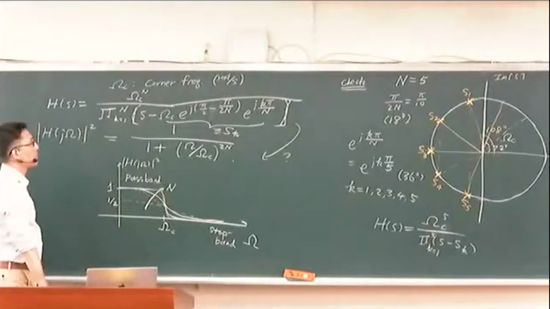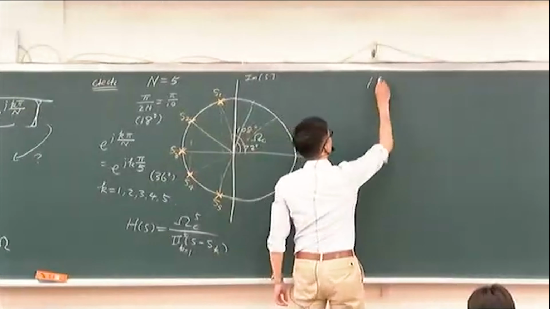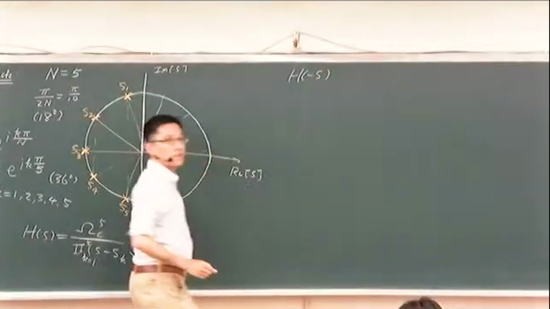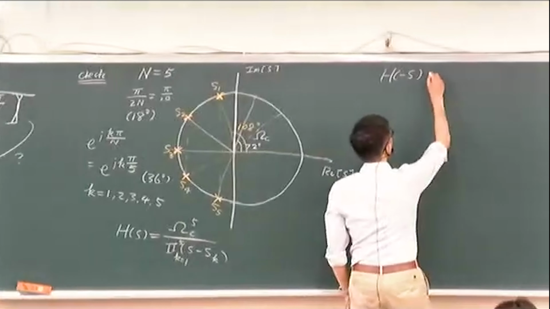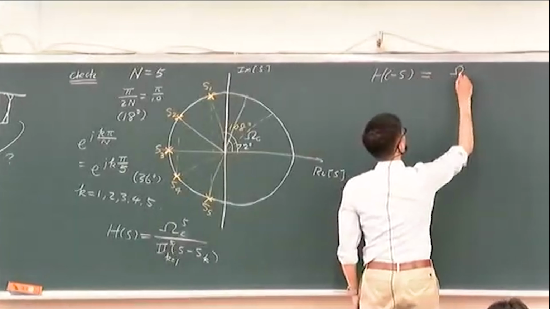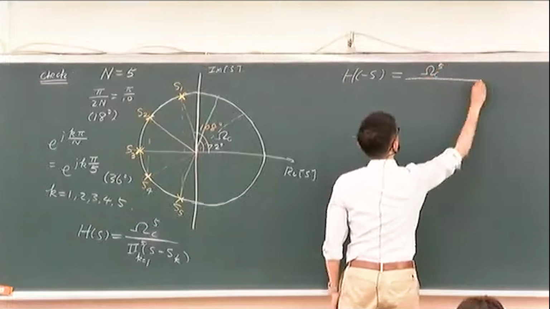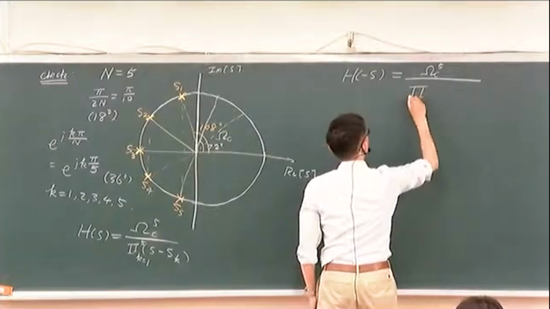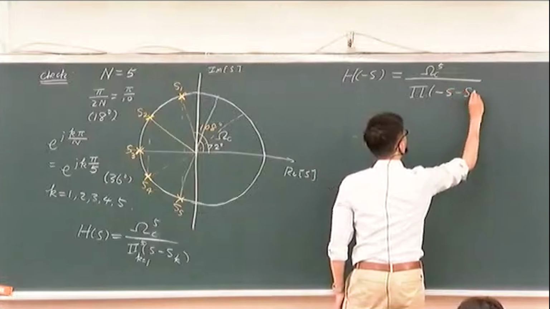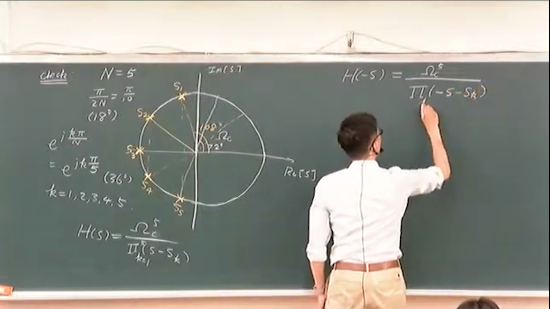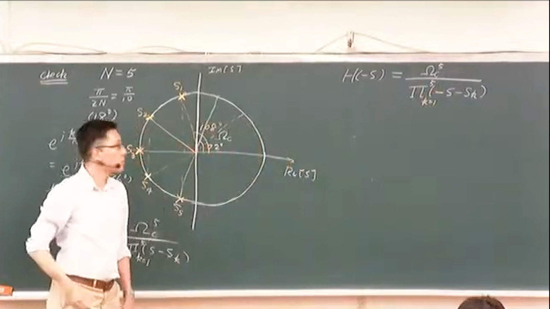And the second step, interestingly, let's evaluate h of minus s. Okay, h of minus s. So h of minus s is still this omega c to the 5th power divided by the product of minus s minus sk, right? Again, k goes from 1 to 5. That's pretty easy. Yeah, that looks easy.